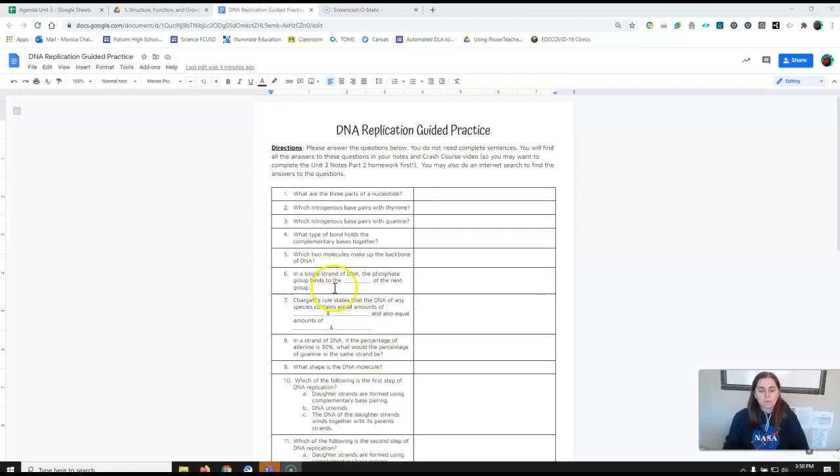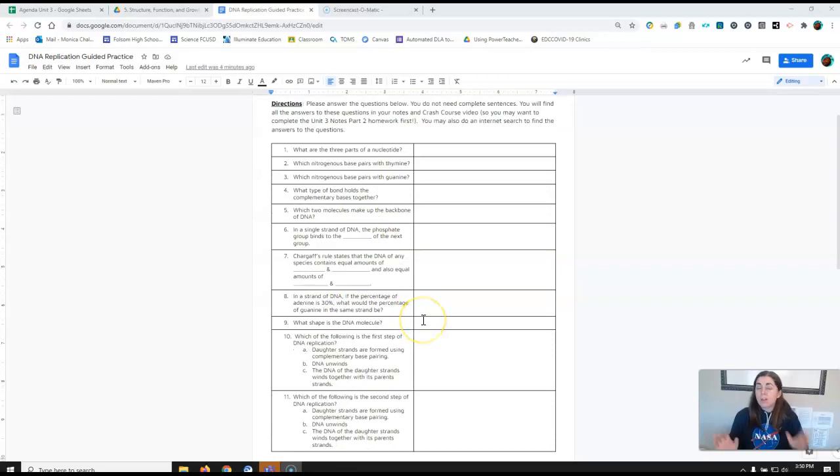And Chargaff's rule, if you were not paying attention to the notes or classwork, and hopefully you realize A pairs with T, so adenine and thymine bond together, and they are equal amounts of each other because they bond together. And then cytosine and guanine are also bonded together, and they are in equal amounts as well.